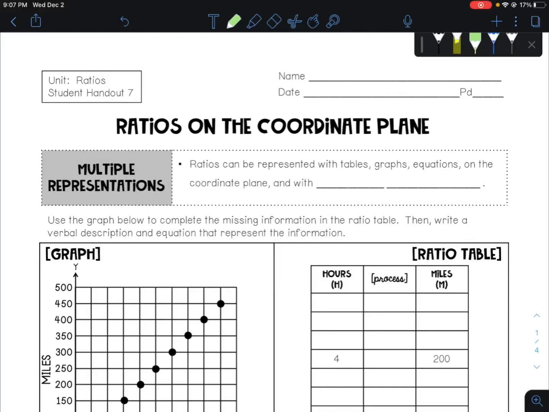For lesson 7, the last lesson of our ratios unit, we will be discussing ratios on the coordinate plane. So to start, ratios can be represented in multiple ways. The first one is tables. Then we've done graphs. We've done equations. We just saw some of these in our last lesson. We can do this on the coordinate plane, which is similar to graphing. And finally, with what's called a verbal description. That literally just means to write the story of the problem in words.